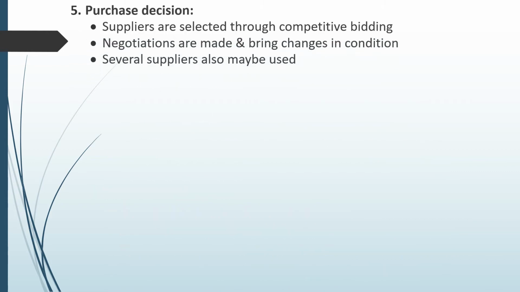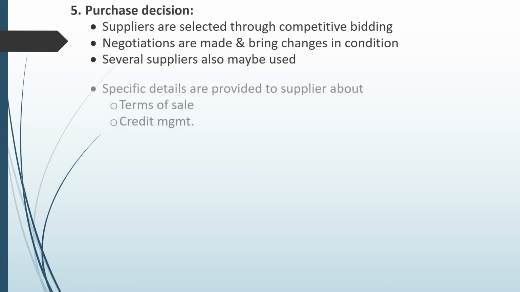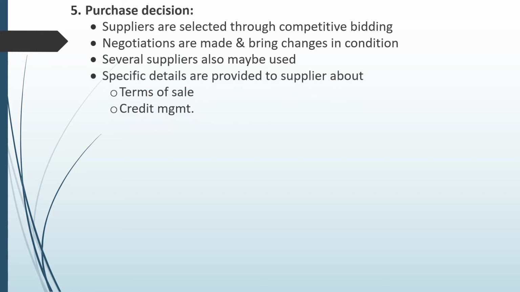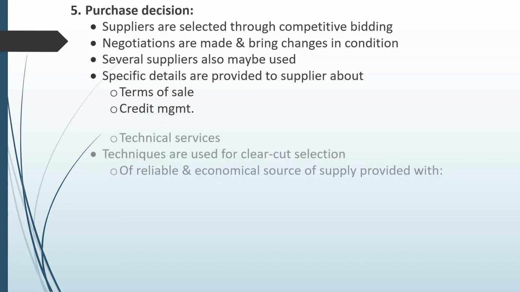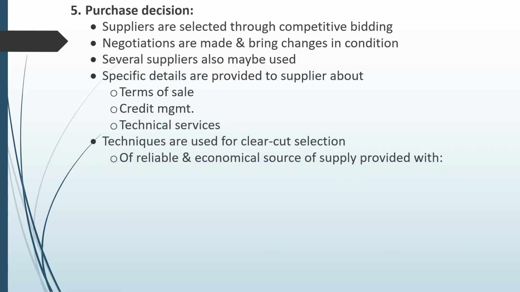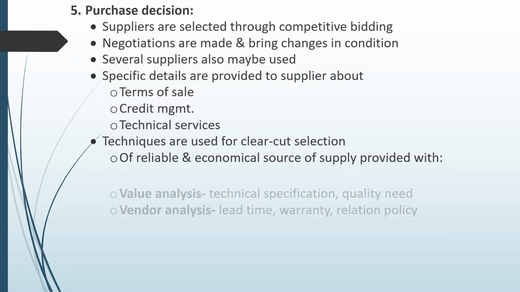Now we have the purchase decision. So the suppliers are selected through competitive bidding. Negotiations are made and there may be changes in the conditions. Several suppliers may be used. Specific details are provided to the suppliers about the terms of sales, credit management, and technical services. Techniques are used for the clear-cut selection of a reliable and economical source of supply.